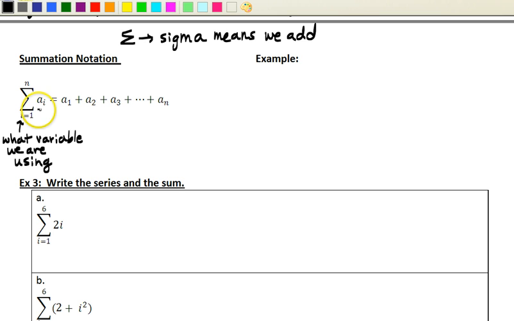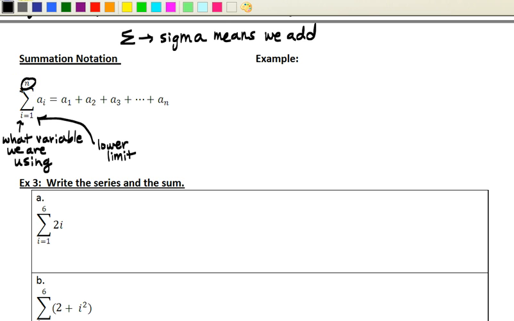This lower number right there is the lower limit. So right now it is a 1, so in my situation I would start at term 1. If this was a 3 right there, I would start adding at term 3. And if it was a 4 right there, I'd start adding at term 4. Then the number that's on top, and right now it's just an n, but it will be a number when you have an actual problem.